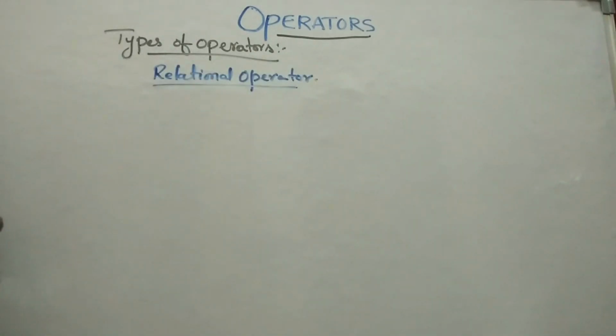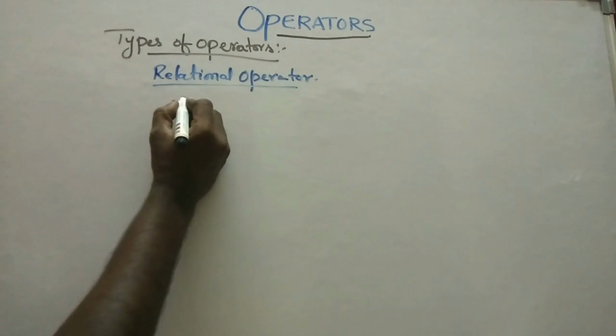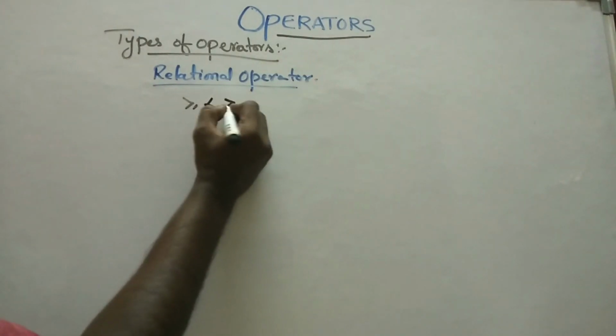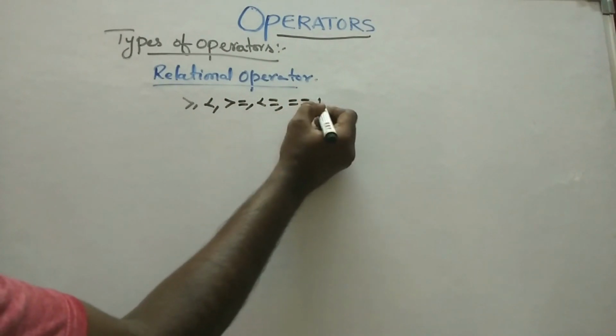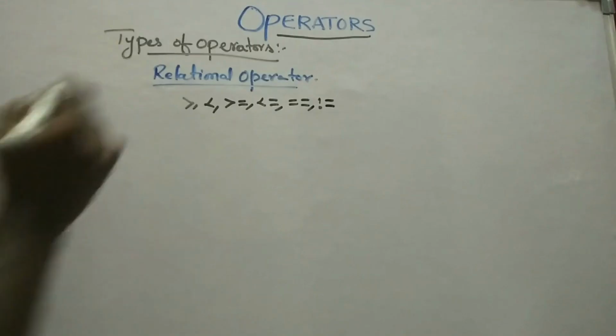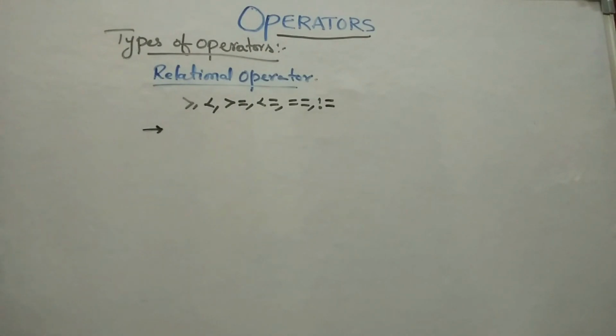Right? What are the relational operators we have? The relational operators are greater than, less than, greater than or equal to, less than or equal to, equal to, and not equal to.